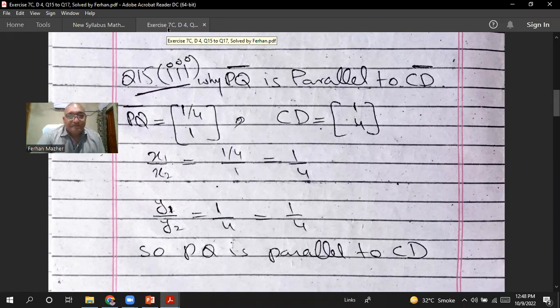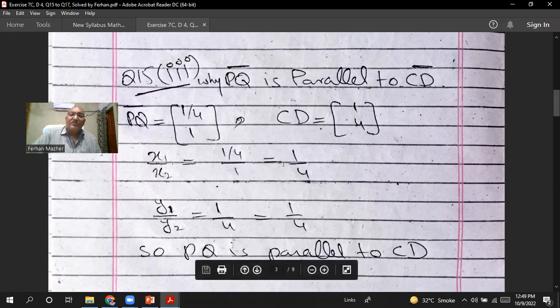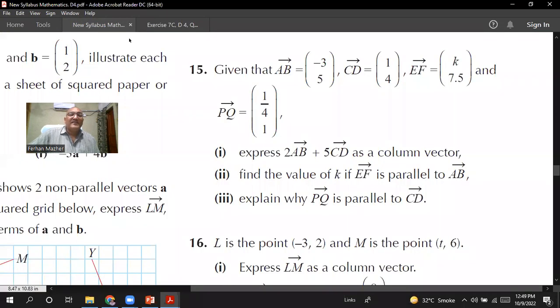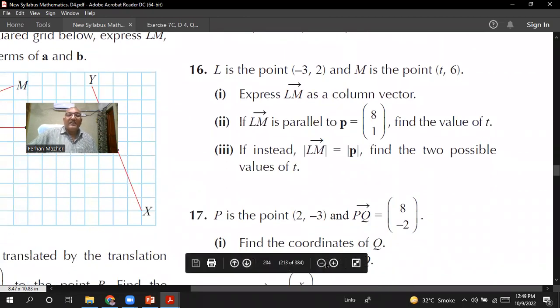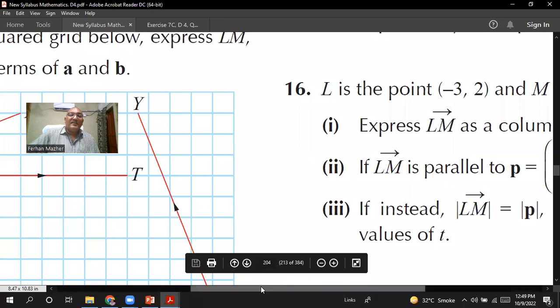So it will be 1 by 4 by 1, that will be 1 by 4. Y1 by y2, that will be, here you have 1 and here you have 4. So it will be 1 by 4. So both these ratios are same. So PQ is parallel to CD. Okay, so this is how you will prove that these two are parallel to each other. Very simple, straightforward. Okay, so next question coming up on your screen is question number 16.